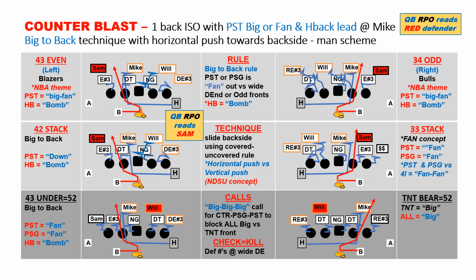Again, the exception is the bottom right versus the bear. Again, we'll all be big. The H will still pull to the Mike, but the quarterback now will read the Will backer as the read key defender.